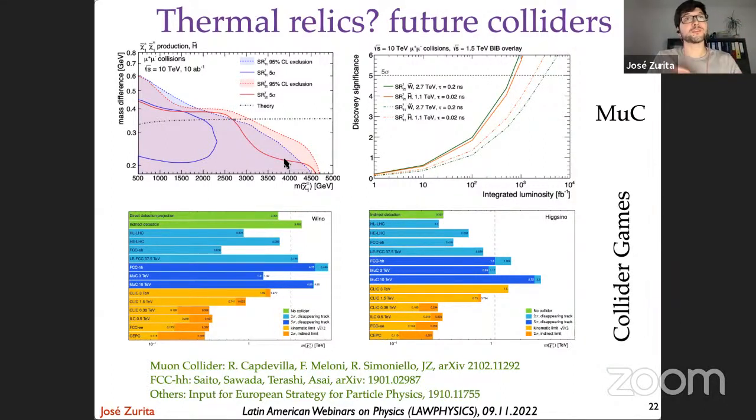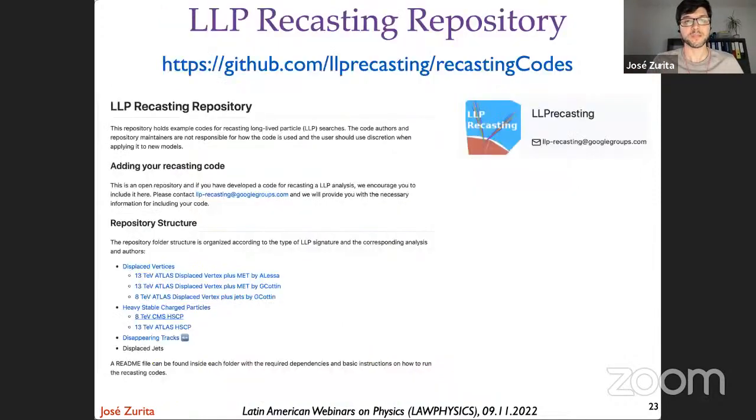And then after a lot of struggling with these backgrounds and designing a strategy to remove them, we actually are very, very competitive with the FCC-hh, which obviously we knew before we started the study could do it. And of course, these are preliminary studies outside of the collaboration, so there's a lot of room for improvement, but the thermal target will come with future colliders. So LLP is also an important physics case for future colliders.